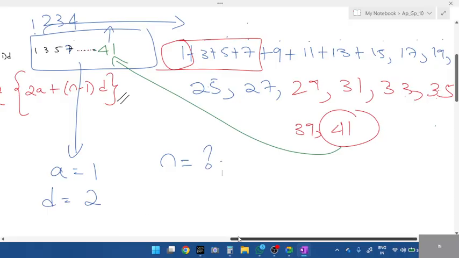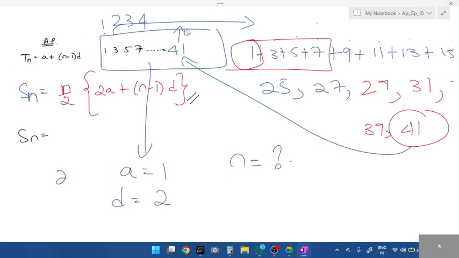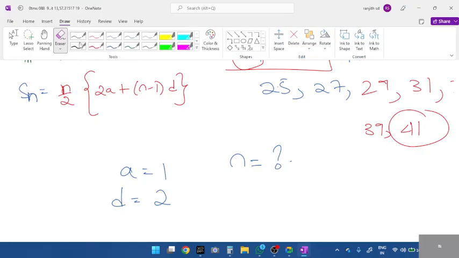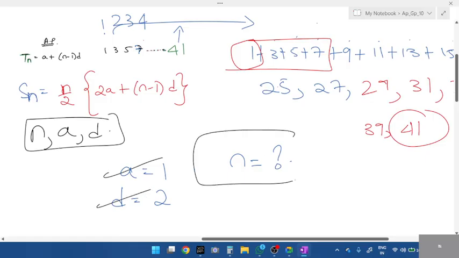Okay. What are the things required to find sum? Look at the formula and tell me what are the things required to find sum of the value. Look at the formula, all of you. What are the things we need? N value, next, and D value. We just need these 3, right? But according to this question, A is given, D we are able to find. What about N? Is it possible? Response, students. N is not given, right?